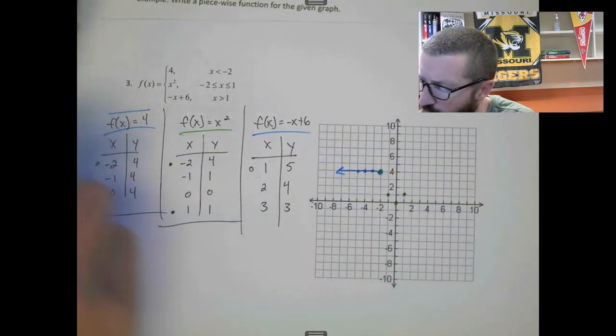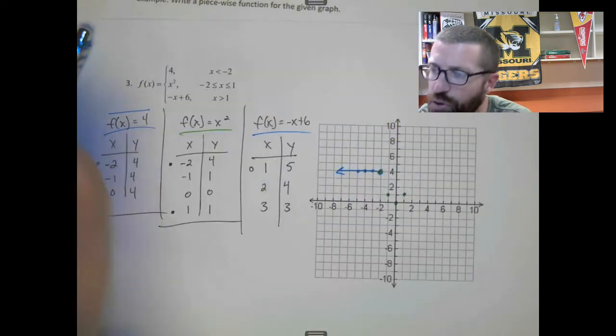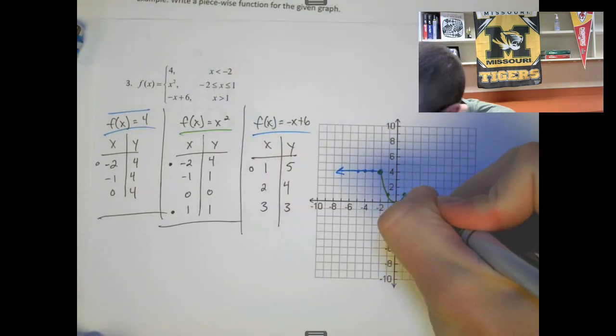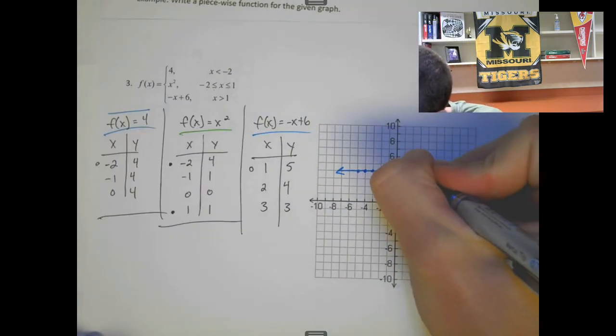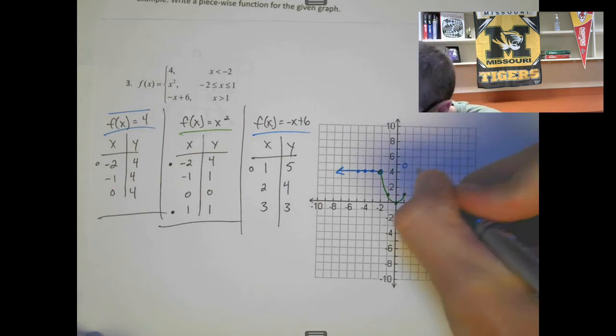And then (1, 5) is another open circle. Oh, I forgot to connect those. So connect those. It's a parabola. So try to show that curve. (1, 5) is open, so we're passing the vertical line test still, and then it's going down with a slope of -1. And those points are closed.